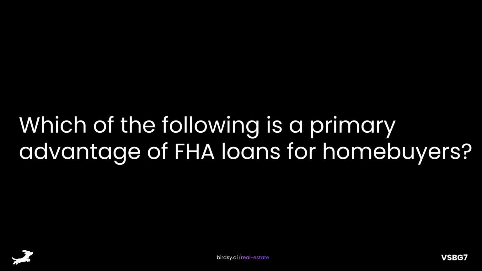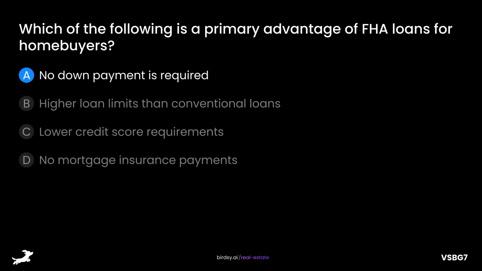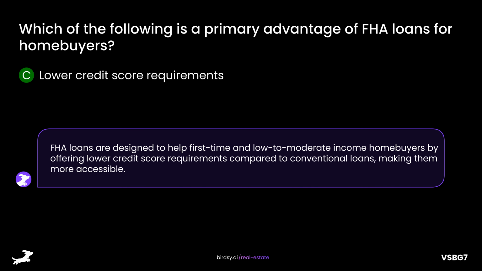Which of the following is a primary advantage of FHA loans for homebuyers? Is it A, no down payment is required? B, higher loan limits than conventional loans? C, lower credit score requirements? Or D, no mortgage insurance payments? The answer is C, lower credit score requirements. FHA loans are designed to help first-time and low to moderate income homebuyers by offering lower credit score requirements compared to conventional loans, making them more accessible.